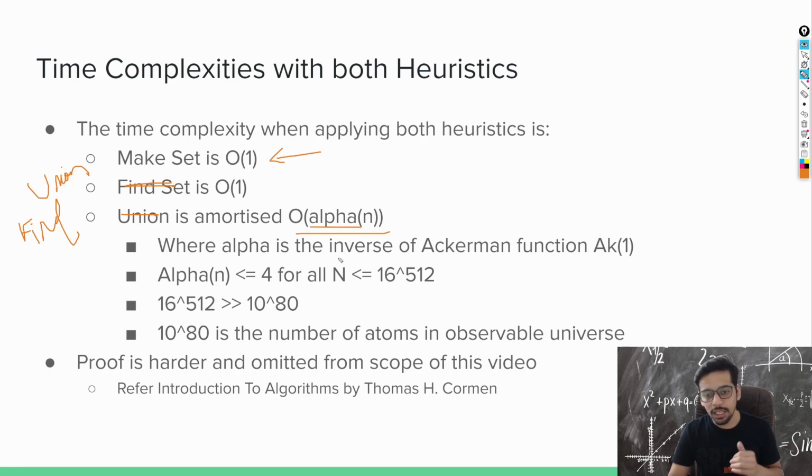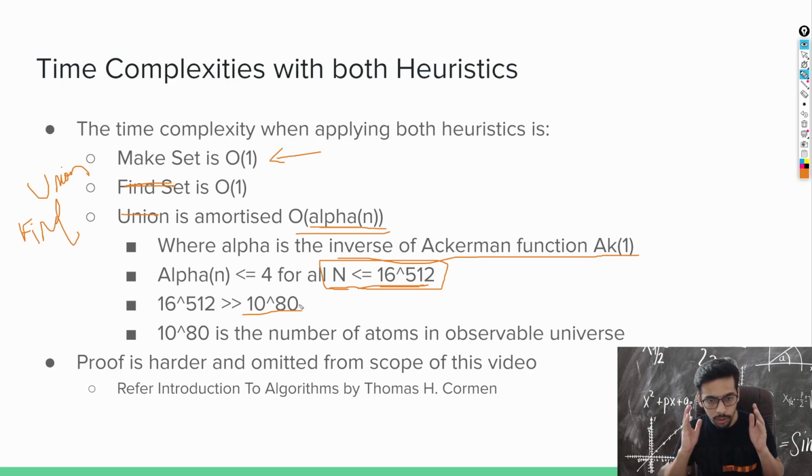Alpha n here is the inverse of the Ackermann function, and the value of alpha n is less than or equal to 4 for any n up to 16 raised to the power 512. This number is much greater than 10 to the power 80, and just to understand how huge this number is, 10 to the power 80 is the number of atoms in the observable universe. So for any practical purpose, you can consider alpha n to be less than or equal to 4, which is a constant. And this means your union and find both become O of 1, your make set becomes O of 1, and this is super amazing.